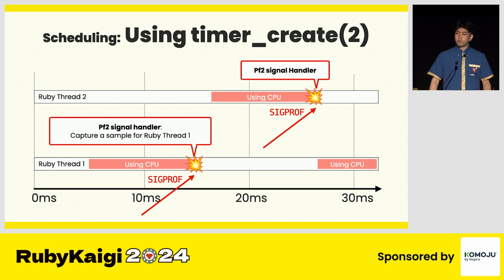This is a diagram which shows how timer_create works. In this case, I have configured the profiler to capture events every 10 milliseconds. So when a thread has consumed 10 milliseconds of CPU time, the kernel sends a special signal, which is called SIGPROF, to the target thread. And PF2's signal handler will respond to it. In the signal handler, the sampling is done.